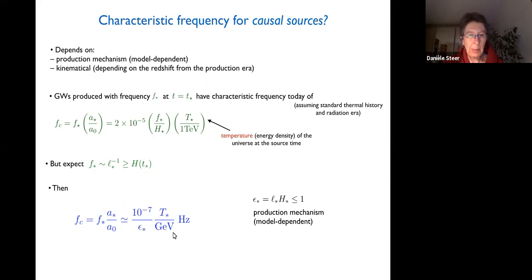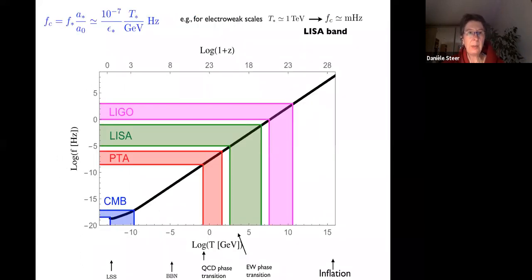Right, so let's try and plot that and think a little bit more about it. So the characteristic frequency for a source operating at time t star, measured in units of GeV, is given by this expression. So we can make an example. Let's take the example of the electroweak scale, t star of order 1 TeV. Then you can find the characteristic frequency is of order of the millihertz, which is in the LISA band.